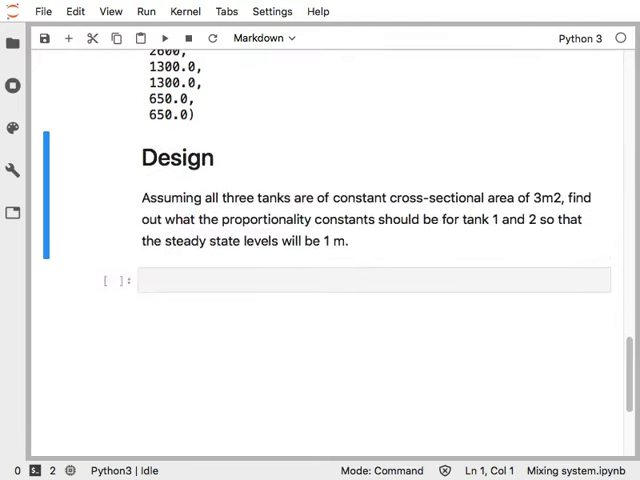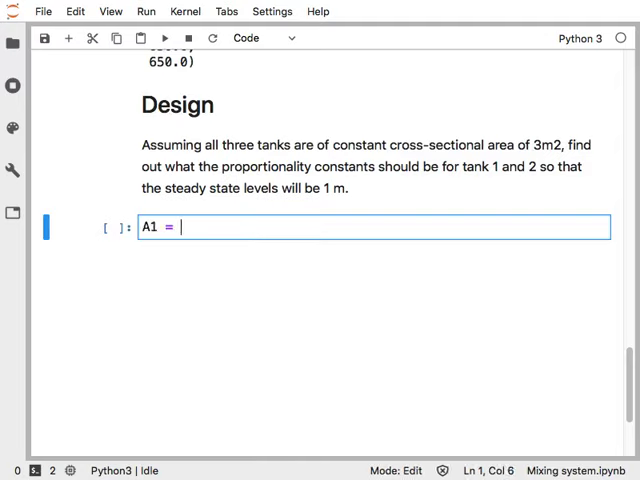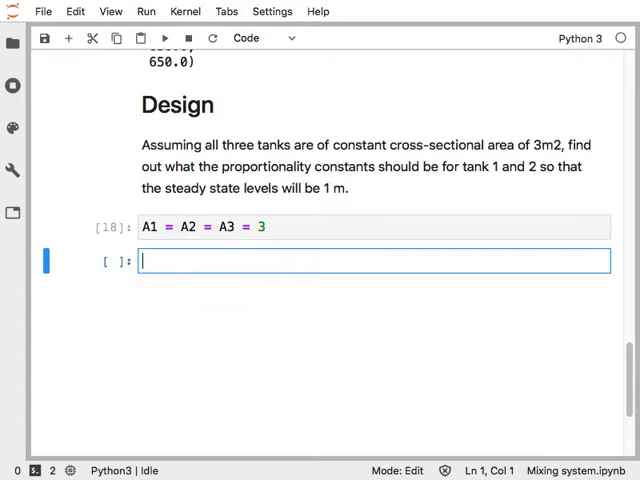Okay, so the next question is, assuming that all three of these tanks are of constant cross-sectional area, so that means A1 is equal, and this works, by the way. So that's a perfectly valid Python statement. It works. So I've just set A1, 2, and 3 equal to 3 meters. And in tank 1 and 2, we know that H1 is equal to 1. And H2 is equal to 1.